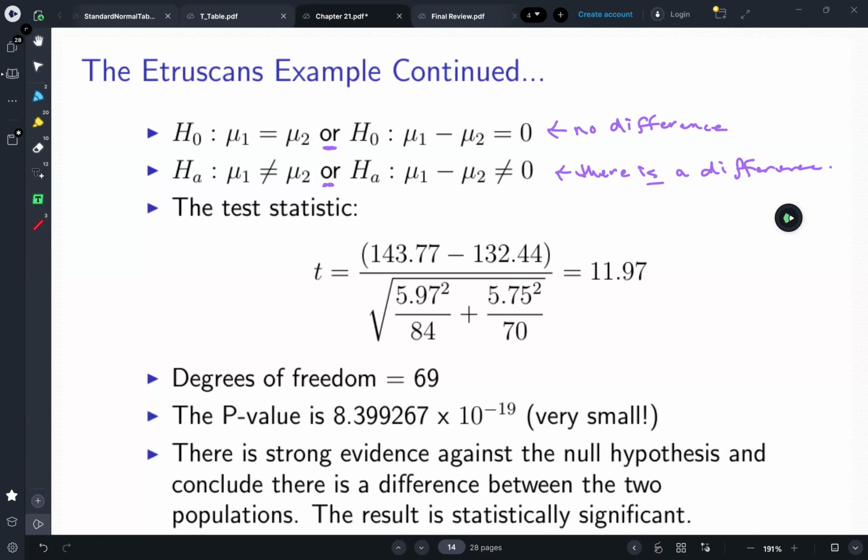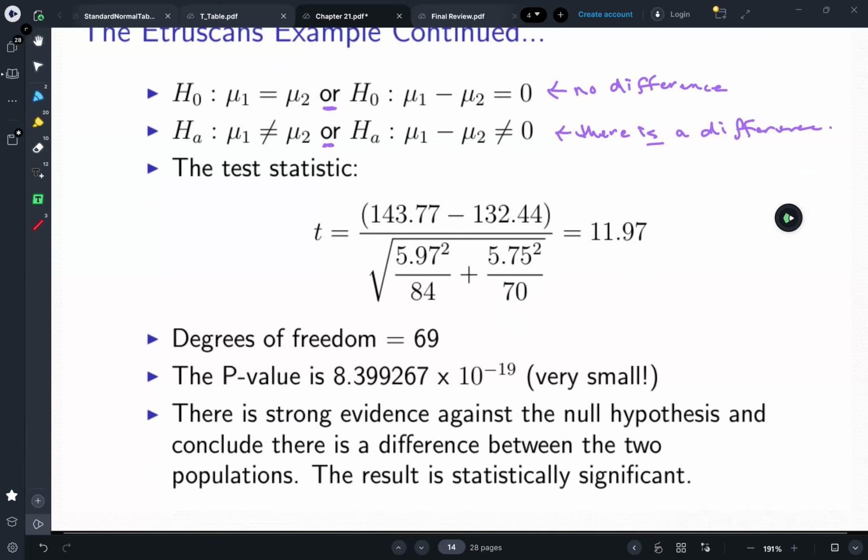We go through the whole process. We look and go, well, what's the p-value? The p-value, we're using software here, but even with the table, the p-value is right off the page. It's this number times 10 to the minus 19, really, really small. So that means there is strong evidence against the null hypothesis. And we conclude there is a difference between the two populations. The result is statistically significant.